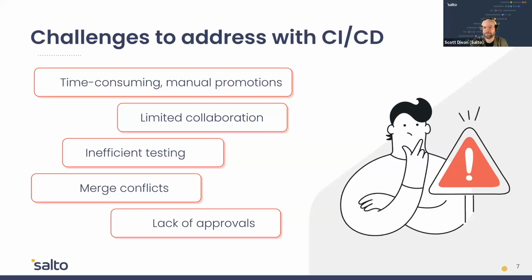Another challenge is around merge conflicts. Integrating changes and code from multiple contributors can be a really tedious and complex process that ultimately adds to the time that it takes to deploy changes. And then another challenge can be a lack of an approval process. So when changes are deployed into production without a standardized approval process, this can increase the risk that something might break when you push it to production.